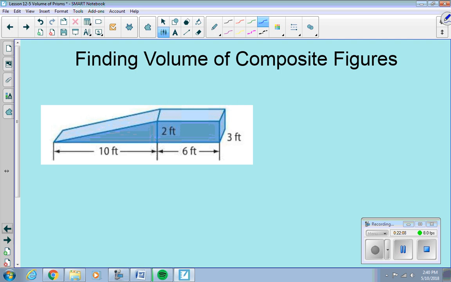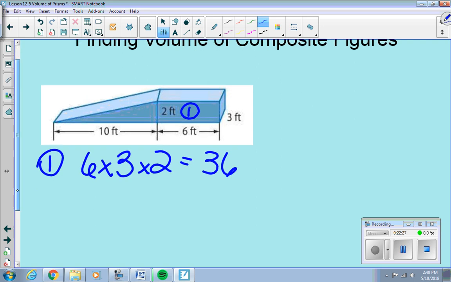Okay, I'm going to do the rectangular prism first, because I like to do the easiest one, because I like to know I have something right. Okay. So this is going to be my first one. What are the dimensions of that guy? 6, 3, and 2. That'd be 36.